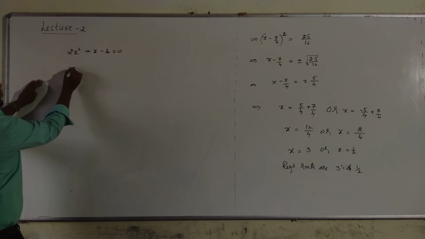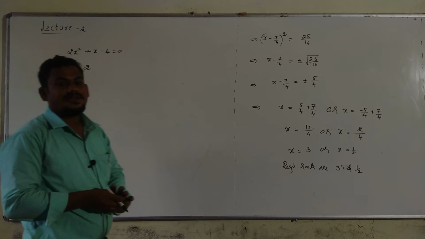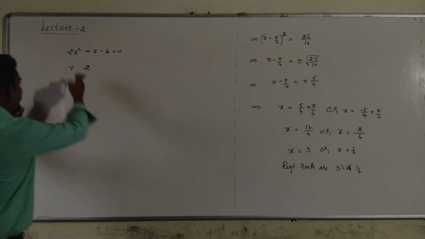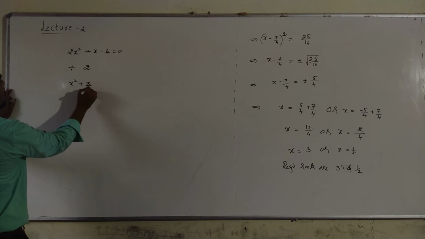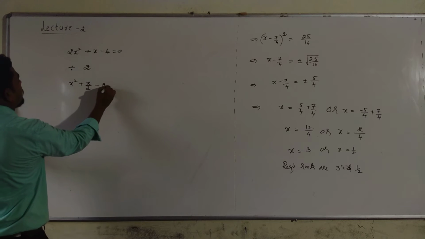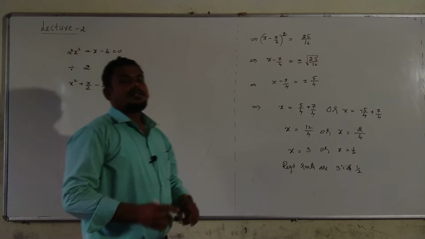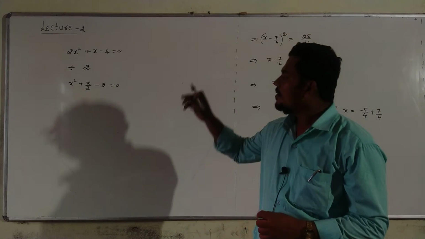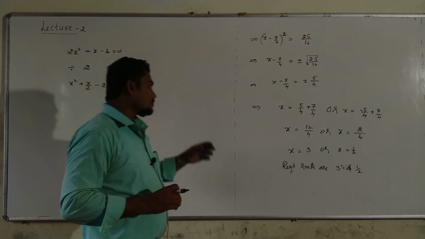Same procedure. In the first step, make the coefficient of x square as 1. So just divide by 2, dividing each term by 2. Then it becomes x square plus x by 2 minus 2 is equal to 0.